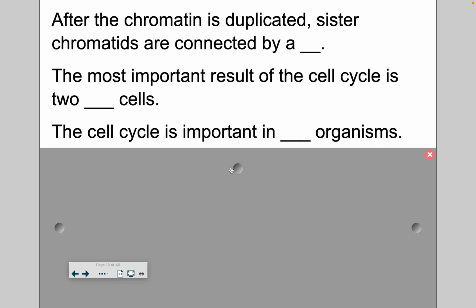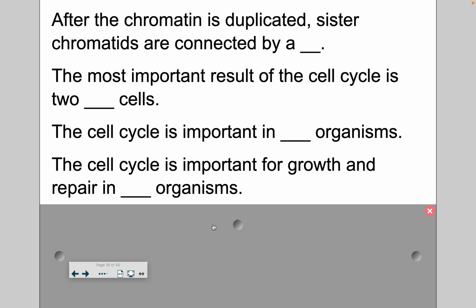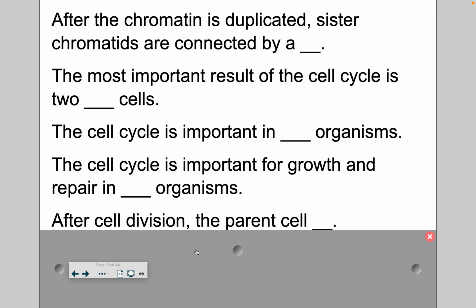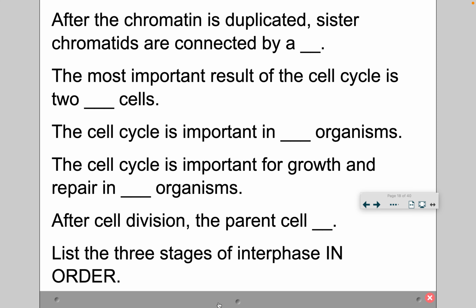The cell cycle is important in living organisms, multicellular organisms. The cell cycle is important for growth and repair in, that would be multicellular organisms. After division, the parent cell no longer exists. Okay, it has become two daughter cells. List the three stages of interphase in order: G1, S, G2.